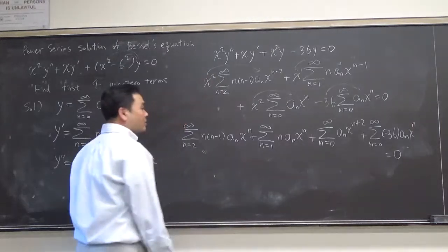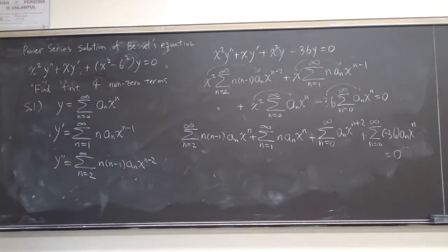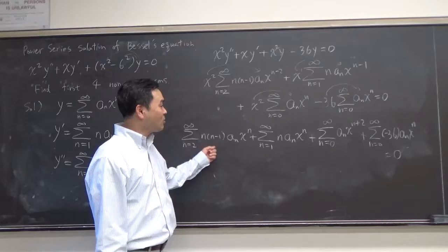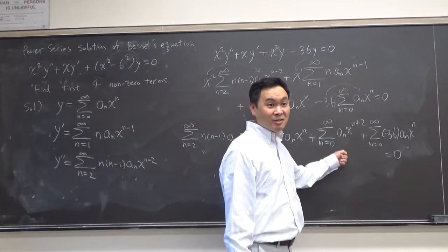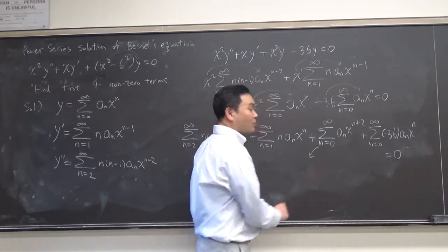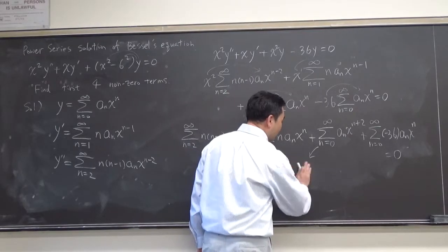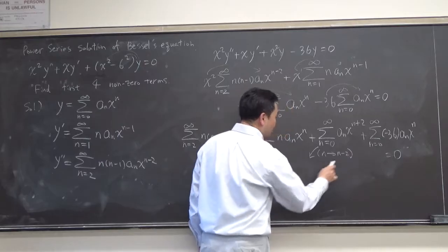Okay, so again we have 4 sums. One of them we would like to shift. Which one do we shift? Do we shift this one? This one? This one? It's this one. Okay, how do we shift? Replace n by n minus 2. So we do n replaced by n minus 2.